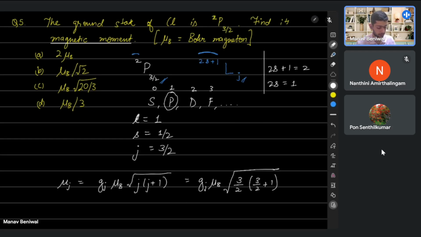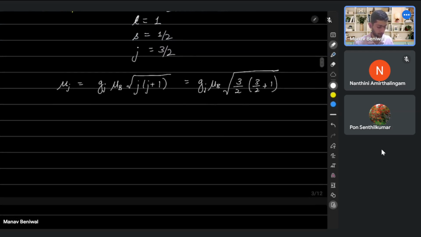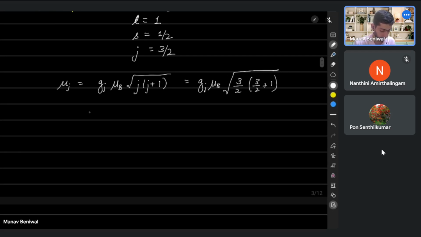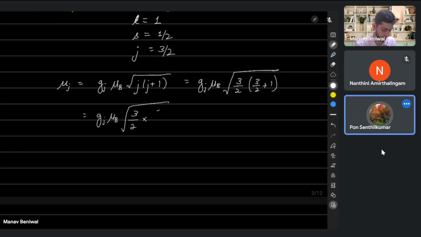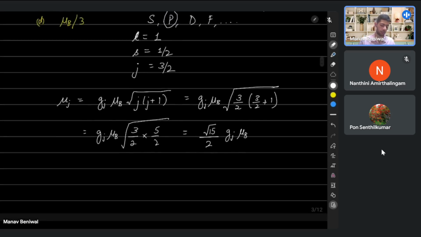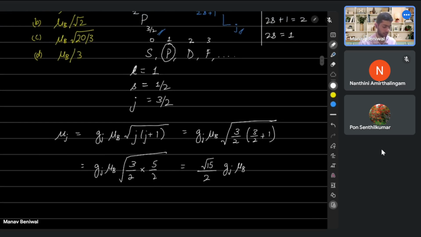So what will be its value? Let me write here gj mu b. This will be 3 by 2 multiplied by 5. So this will be under root 15, right? And this 2 we can take outside the square root, because 2 times 2 is 4. And then gj, mu b. Now, we are almost done. We just now need to calculate the value of gj.